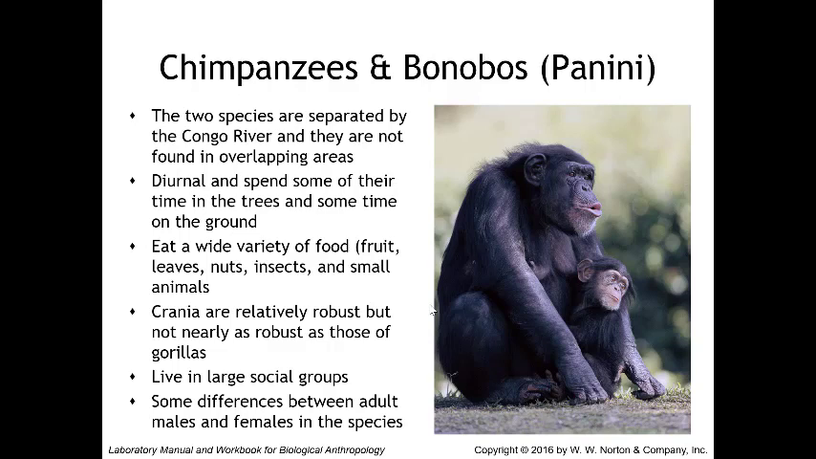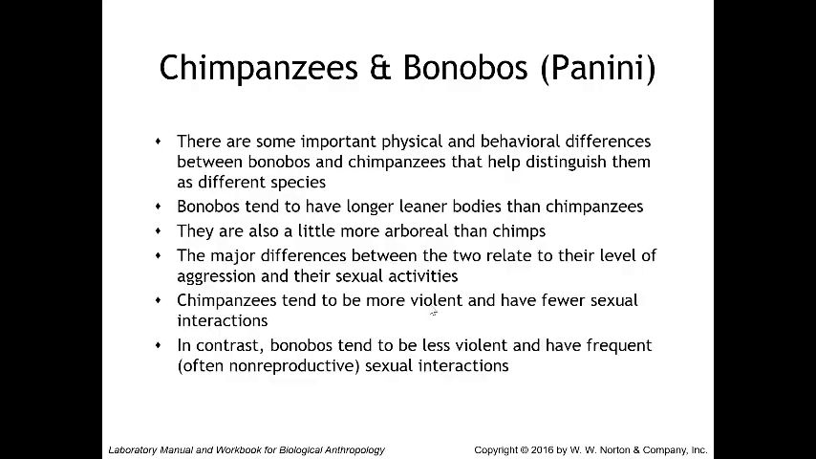Chimpanzees and bonobos are diurnal. They spend some of their time in the trees and some time on the ground. They eat a wide variety of food: fruit, leaves, nuts, insects, and small animals. Their crania are relatively robust, but not nearly as robust as those of gorillas. Chimpanzees also live in large social groups. There are some differences between the adult males and females in the species, so there's some sexual dimorphism.